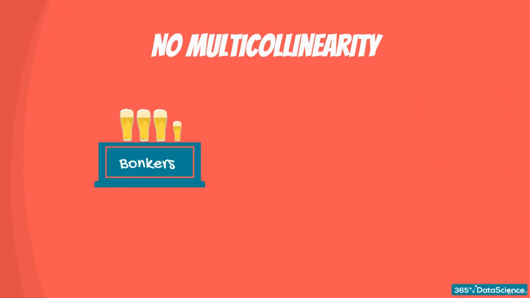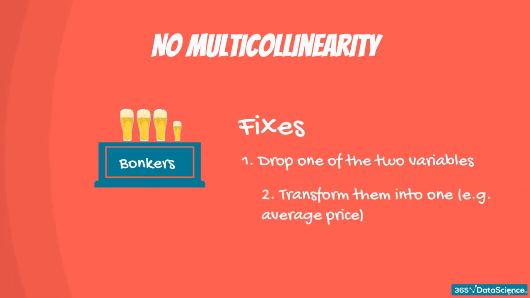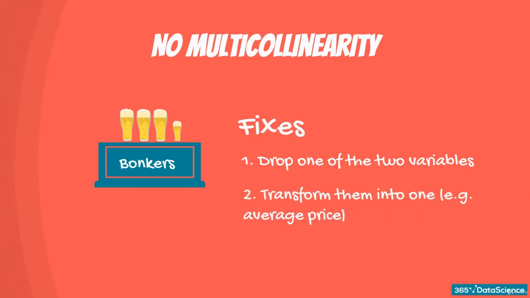So, how do we fix it? There are three types of fixes. The first one is to drop one of the two variables. The second is to transform them into one variable. The third possibility is tricky. If you are super confident in your skills, you can keep them both, while treating them with extreme caution. The correct approach depends on the research at hand.